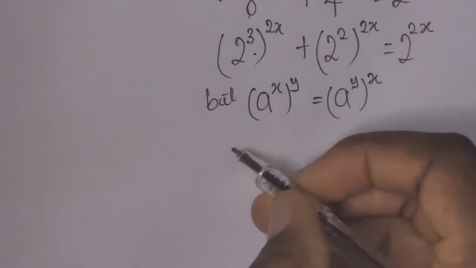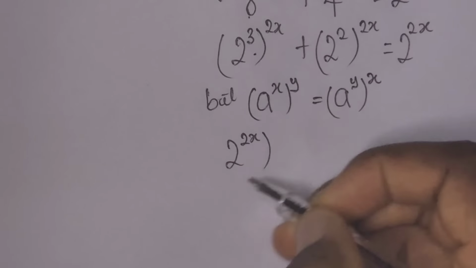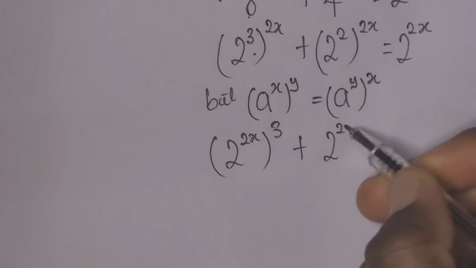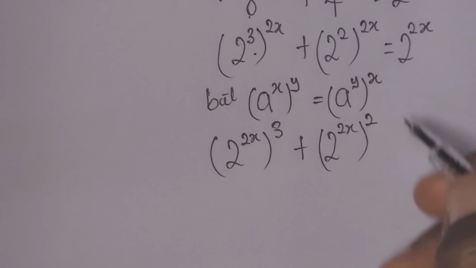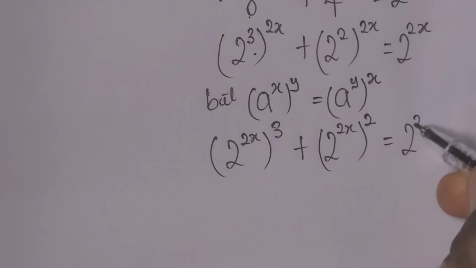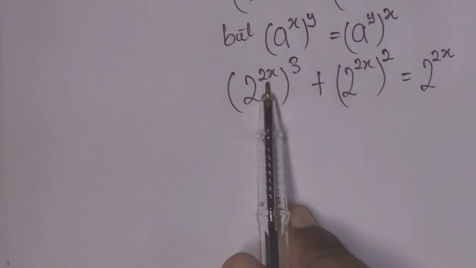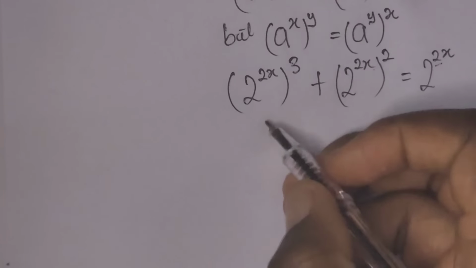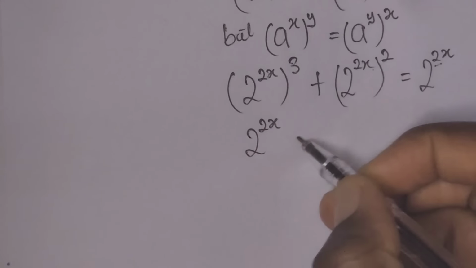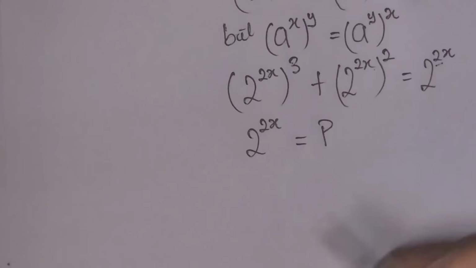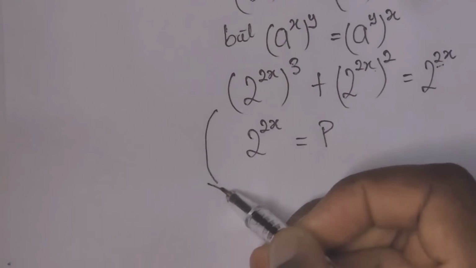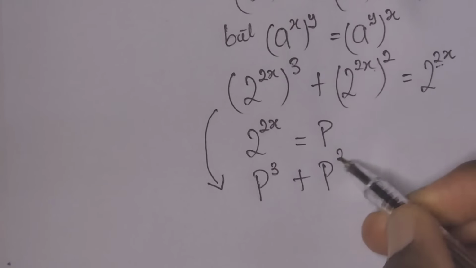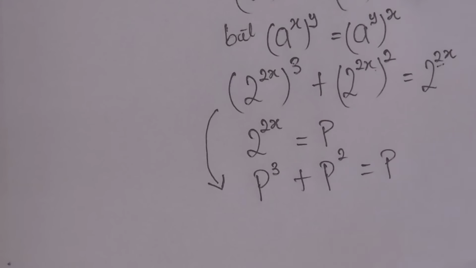So we can rewrite this as 2 to the power of 2x further raised to the power of 3 plus 2 to the power of 2x further raised to the power of 2, or equal to 2 to the power of 2x. Since we have 2 to the power of 2x here, and we also have it here, let's name 2 to the power of 2x to be equal to p. It means that this will become p to the power of 3 plus p to the power of 2, or equal to p.